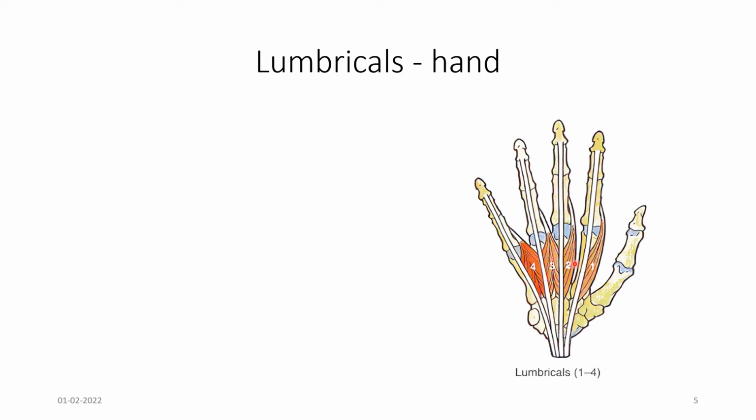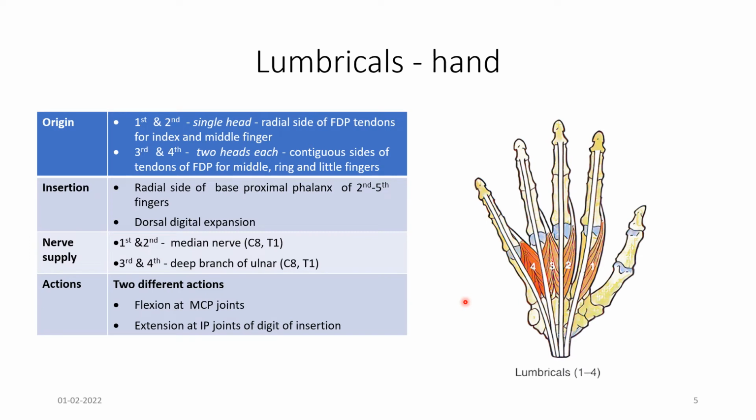The first and second are unipinnate, and the third and fourth are the bipinnate muscles. Let us see their origins and insertion. So the first and second are having single head, and they are arising from the radial side of the flexor digitorum profundus tendons for the index and middle fingers, whereas the third and fourth, they are having two heads each, arising from the contiguous sides of the tendons of flexor digitorum profundus for the middle, ring and little fingers.